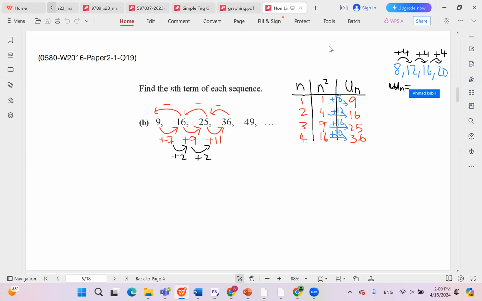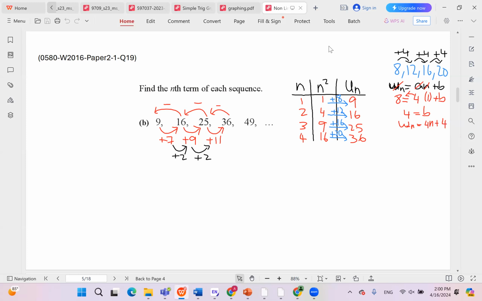So wn here is equal to an plus b. And we know how to deal with a linear sequence. We put n here as 1. We put wn here as the first term, which is 8. And a is the common difference, which is 4. So 8 equals 4 plus b. We take the 4 to the other side. So 4 equals b. So wn here, the sequence is 4n plus b. So 4n plus 4. So b is 4, so 4n plus 4.